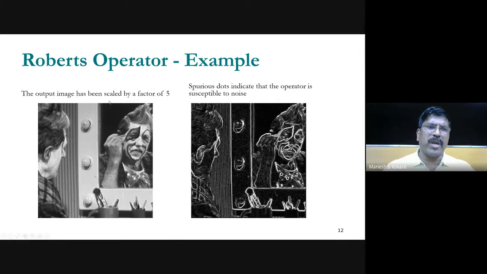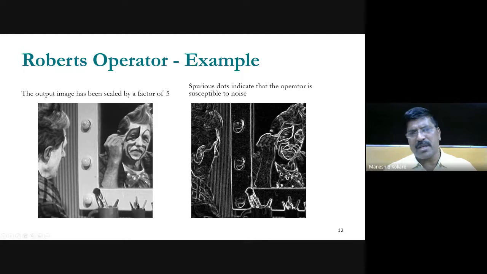So the output of the image has been scaled by a factor. Suppose this is the image, and if you apply a Roberts mask for detection of the edge, you get the output like this. So the spurious dots indicate that the operator is susceptible to noise. Sometimes it may happen that there is an edge only here, so you get the edge properly, but there is no edge inside that one. Still you get some dots, and that is nothing but the noise. So noise is also captured in case of the Roberts operator.